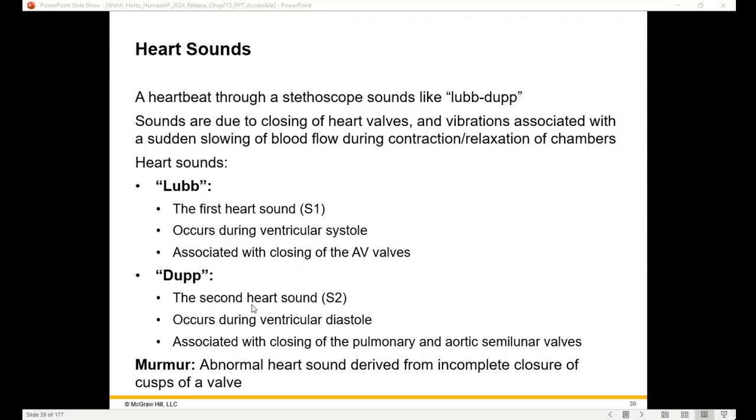Then we have the dub sound. This is the second heart sound, or S2. It occurs during ventricular diastole. It's associated with closing of the pulmonary and the aortic semilunar valves. Now, you've probably heard of a heart murmur before. This is an abnormal heart sound derived from incomplete closure of the cusps of a valve.